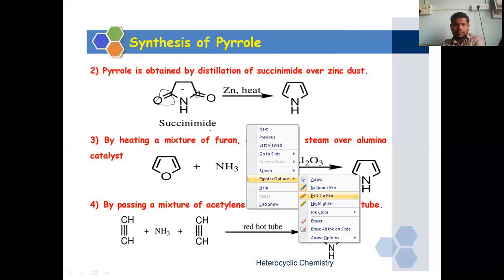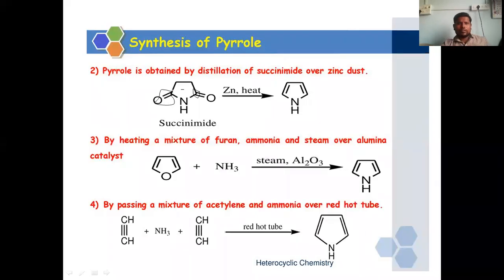So this C double bond O and this one are reduced and converted into CH2 in the presence of zinc. Zinc is a metal which gives electrons to this carbon, and then it converts into an anion, and after reduction it converts into this group. So CH2 is there. So this succinamide is converted into the pyrrole ring. This is one of the methods for the preparation of pyrrole.